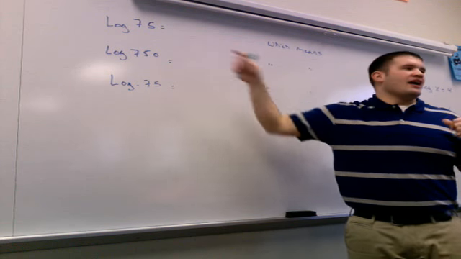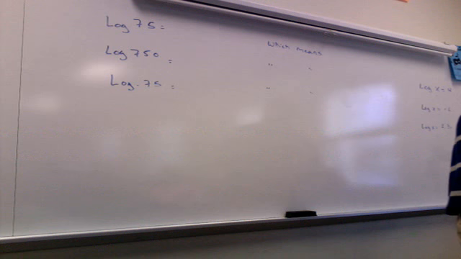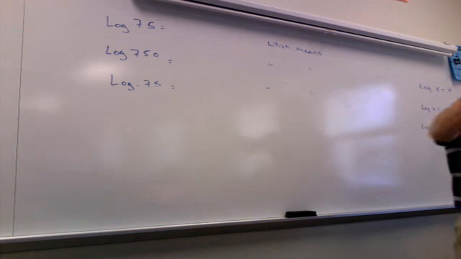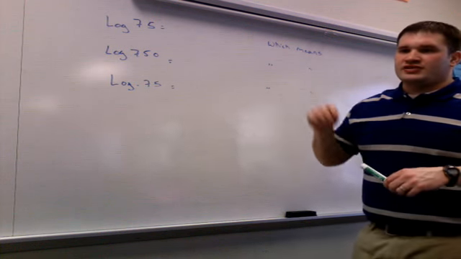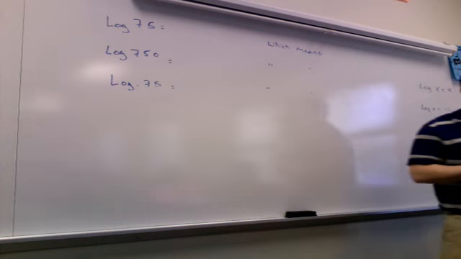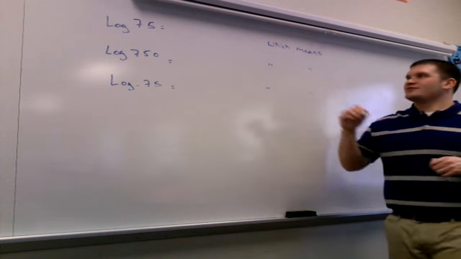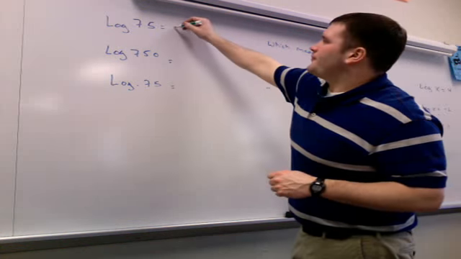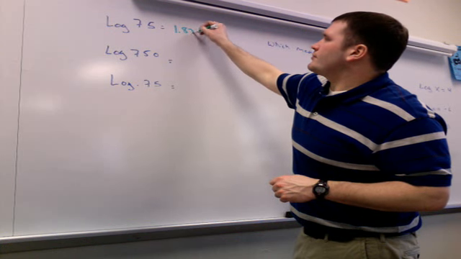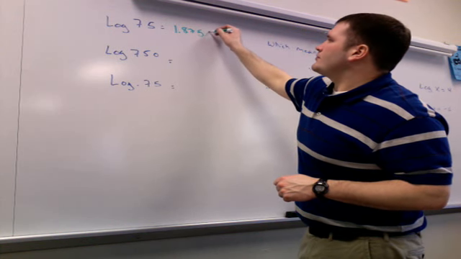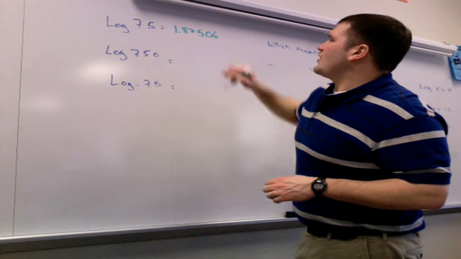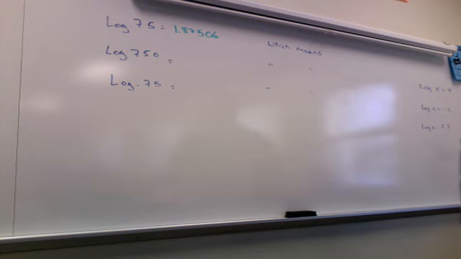How do I figure that out? What do you guys think? Log 75 on your calculator. So type log, then 75. It's 1.87506. Okay, you find the log? So log of 75 equals 1.87506.